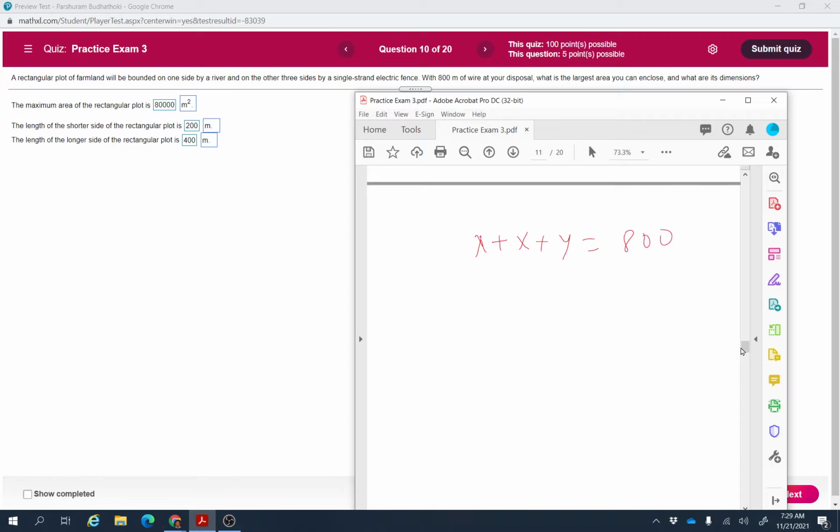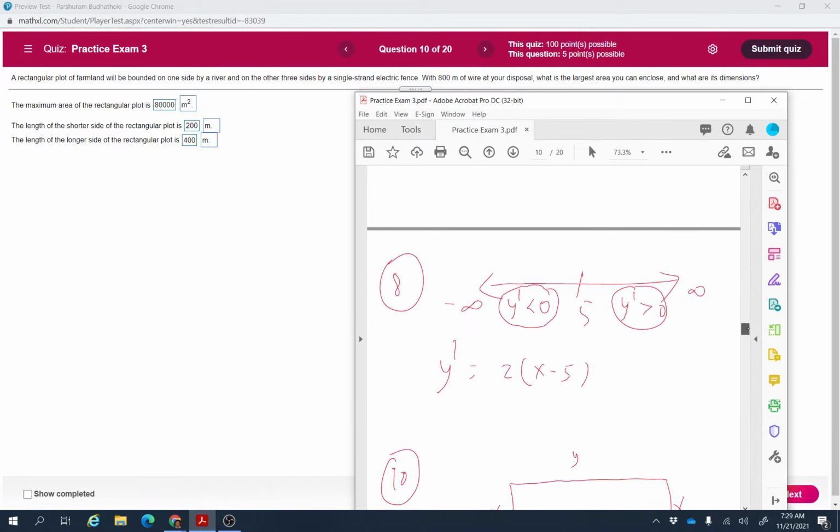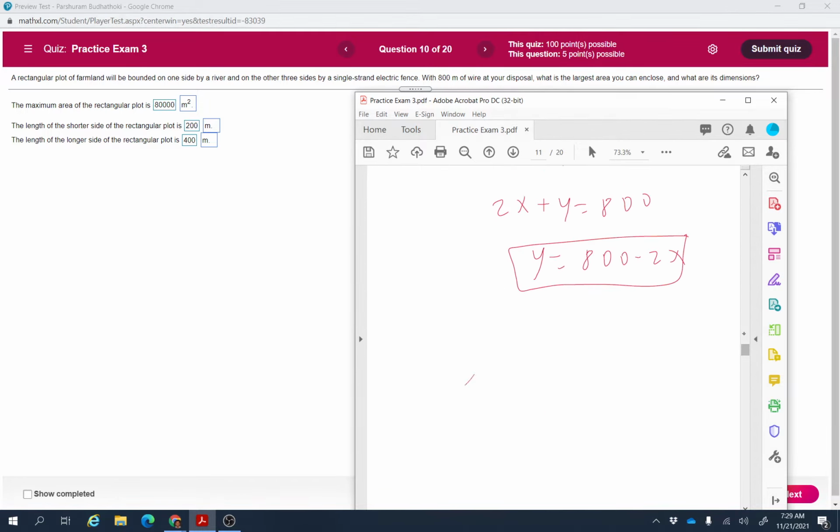So if you add all 3 sides of the rectangle, that should be 800. That gives you 2x plus y equal to 800, and y equal to 800 minus 2x. By doing that, you can now express the area of the rectangle as x times y, where y is 800 minus 2x.